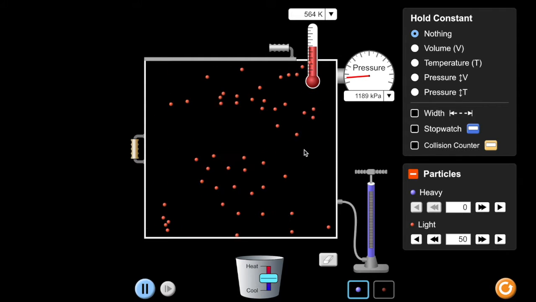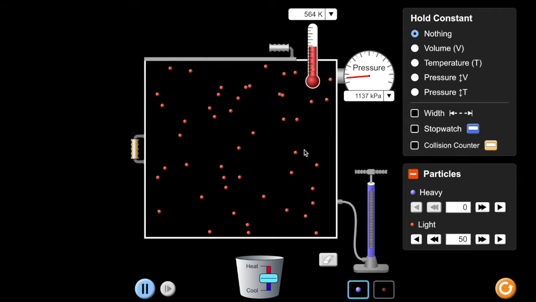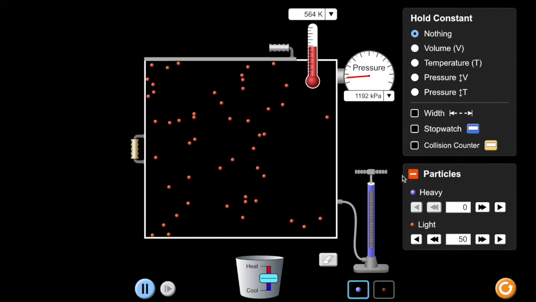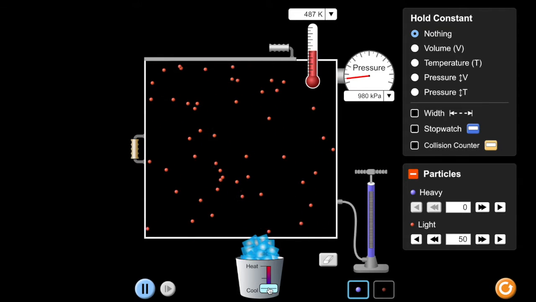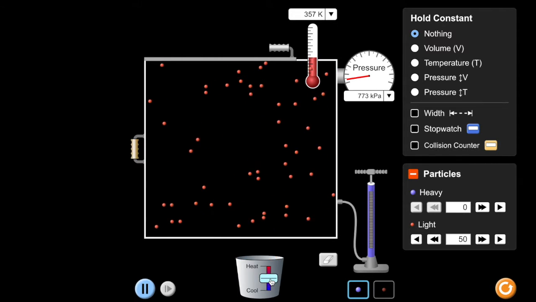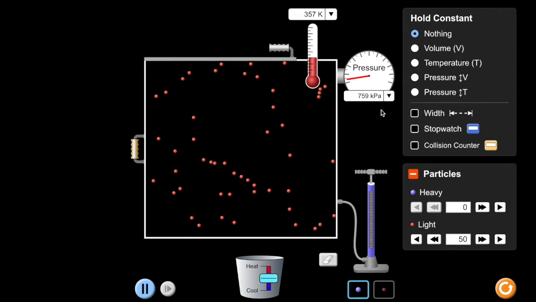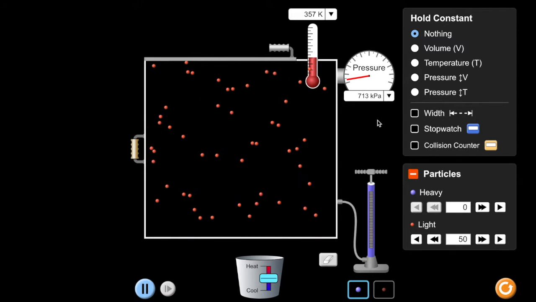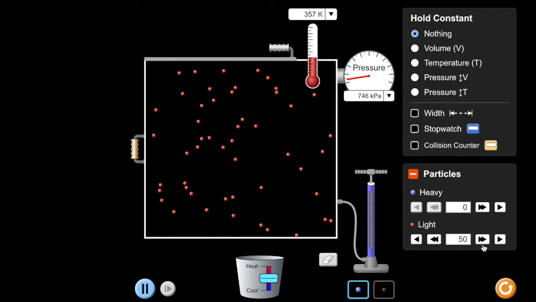So let's look at what happens if we increase the number of particles, right? So what I'm going to do is bring this back down a little bit. Okay, there we go. That's good. And then let's go ahead and put some more particles in there, right? And I want you to watch what happens when we put more particles in there. So right now we're at about 750 kilopascals, roughly. Let's see what happens when we add more.